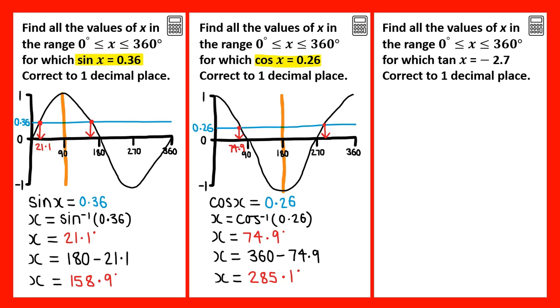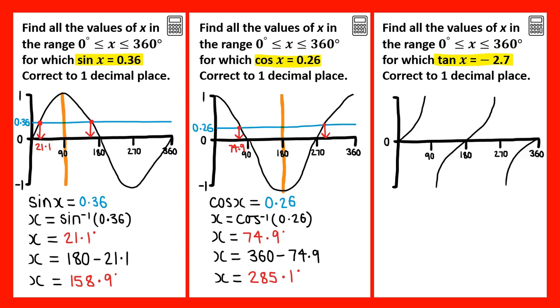For the last question, I'm finding all of the values of x in the same range for which tan of x is equal to negative 2.7. The graph of tan x looks like this. If tan x is equal to negative 2.7, my principal value can be found by doing the inverse tan function of negative 2.7. This gives me the main angle solution for inverse tan, which is typically between negative 90 and 90 degrees. Using my calculator, I get negative 69.7 degrees.